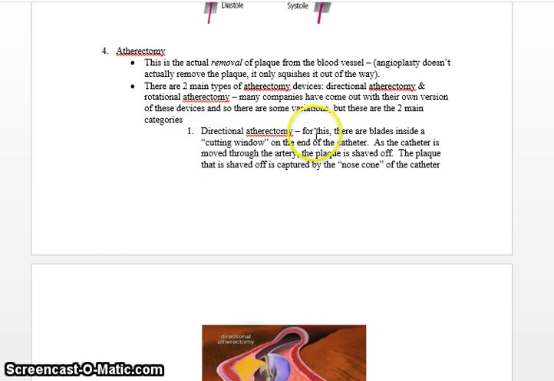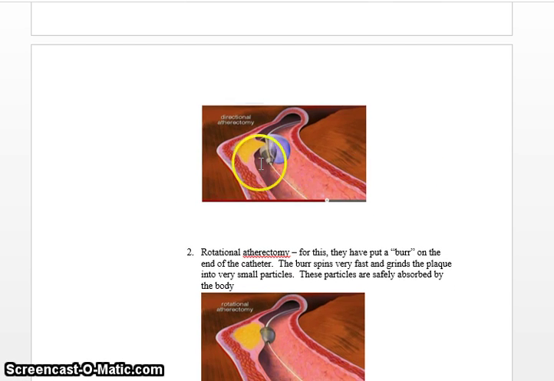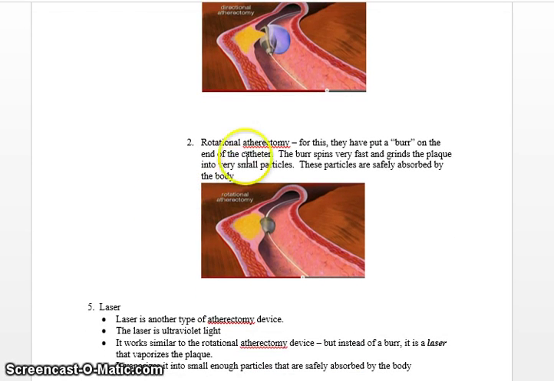Directional atherectomy: for this, there are blades inside a cutting window on the end of the catheter. As the catheter is moved through the artery, the plaque is shaved off. The plaque that is shaved off is captured by the nose cone of the catheter. Here is a picture of that, and those are blades literally shaving off the plaque. Then you have the rotational atherectomy, and for this they have put a burr on the end of a catheter. The burr spins very fast and grinds the plaque into very small particles. These particles are safely absorbed by the body.